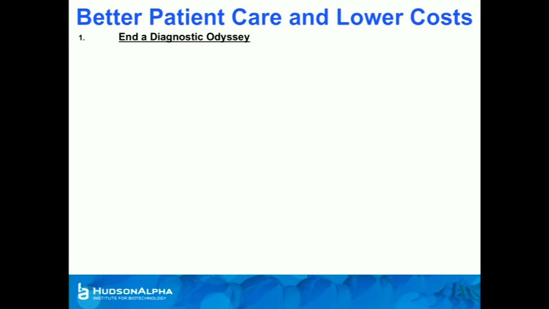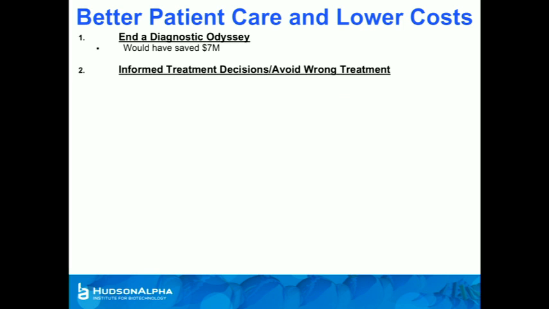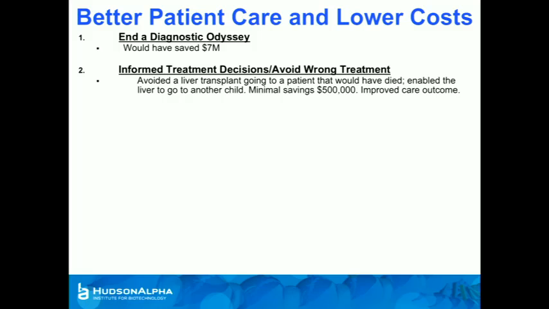So how do you move this information forward? Well, better care. You can end a diagnostic odyssey. In the case of Nick Volker, the first child we treated, $7 million went into this child, removed his colon, did everything wrong. We kept the child alive, but we didn't know that he had a single base mutation, a gut disease that was treated by cord blood transplant, something you wouldn't find in the medical literature. Informed decision: instead of doing a liver transplant to a child that was going to die of a neurological disease, the child didn't get the liver. The liver went to another child, and that child would have died anyway.